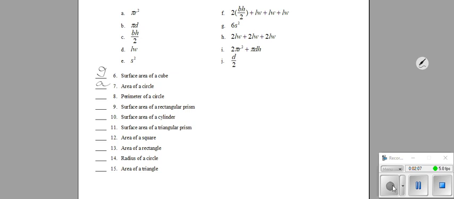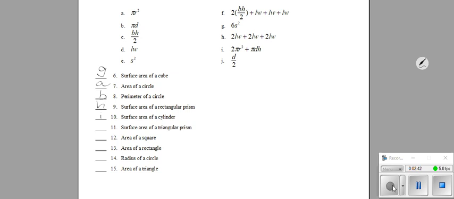What's another word for the perimeter of a circle, the one you actually learned last year? Circumference. So I kind of confuse you by saying perimeter of a circle, but what I really mean is, what is the formula for circumference? And that's pi times diameter, which is B. The surface area of a rectangular prism, since it has 6 faces, 3 pairs of faces, it's 2LW plus 2LW plus 2LW, which is H. The surface area of a cylinder is 2 circles and a rectangle, so it's 2 pi r squared plus pi dh, which is I.